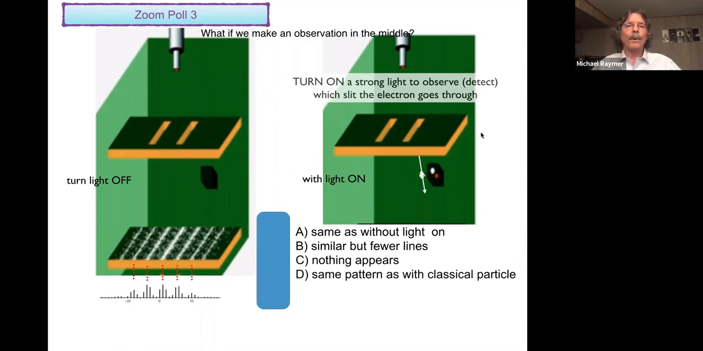So the poll question is the following. Zoom poll 3. The hint is, does identifying or detecting which path the electron takes convert the situation into a classical kind of probability theory?